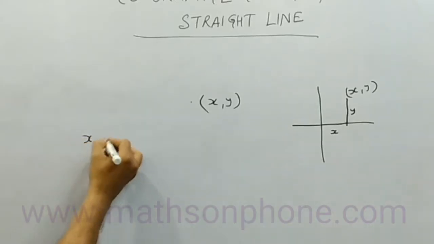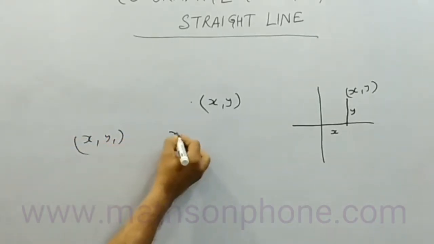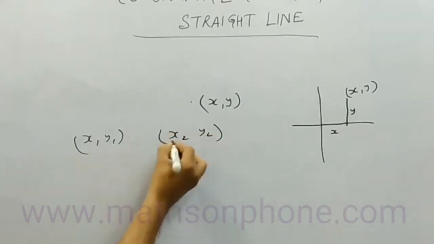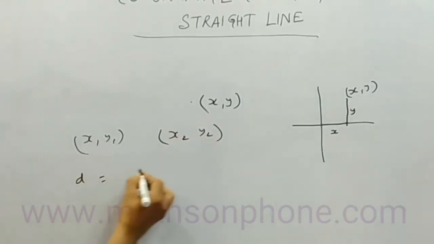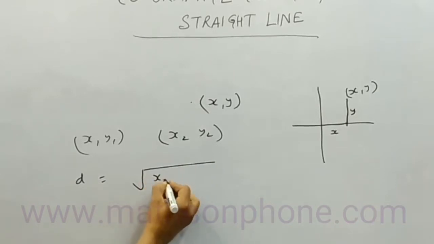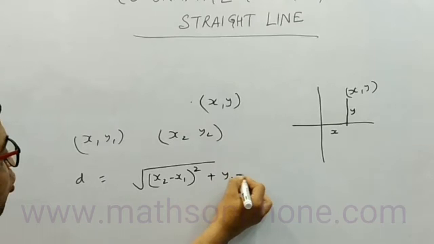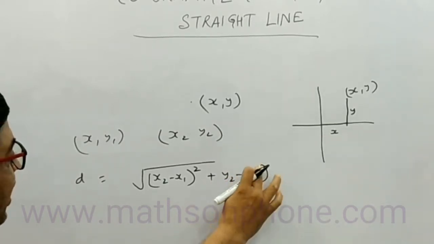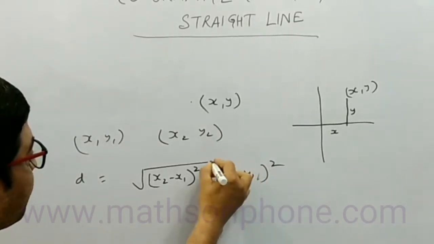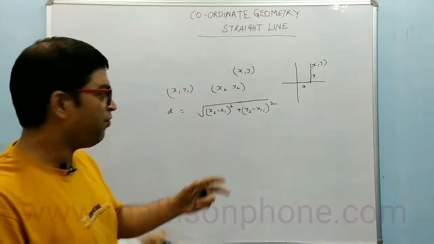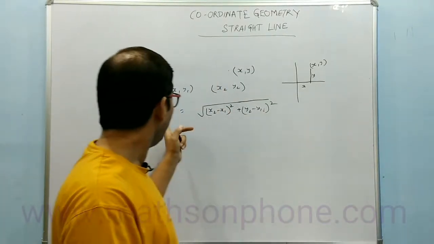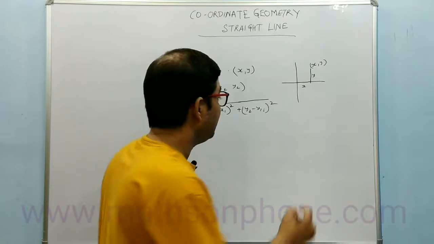If the 2 points are x1, y1, x2, y2, then the distance between them is given as under root of (x2 minus x1) square plus (y2 minus y1) square. That we already know. So we first saw 1 point, now we got 2 points, the distance between them.